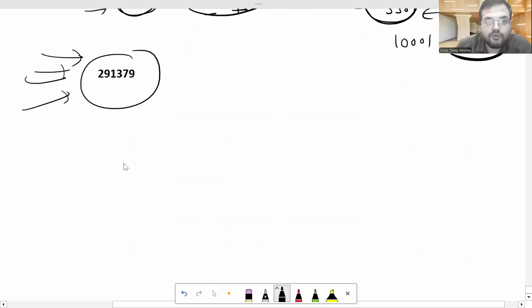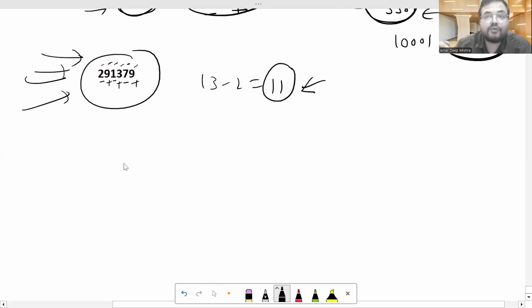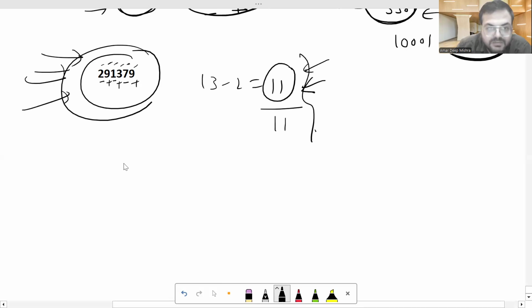So what we can do, we can take alternate plus minus, plus minus, plus minus, plus minus like this. I'm doing it directly, I'm not writing it. So 9 minus 7 is what? 2. 2 plus 3, 5. 5 minus 1, 4. 4 plus 9 is what? 13. 13 minus 2, 11. So this number is coming out to be 11. I told you the final value should be either 0 or a multiple of 11. So this is a multiple of 11. This is 11, so obviously, this number is divisible by 11.